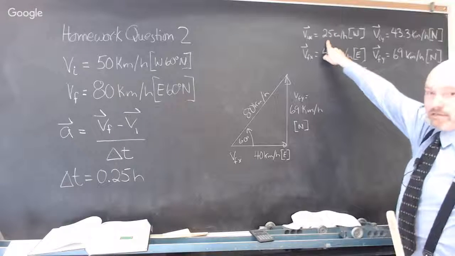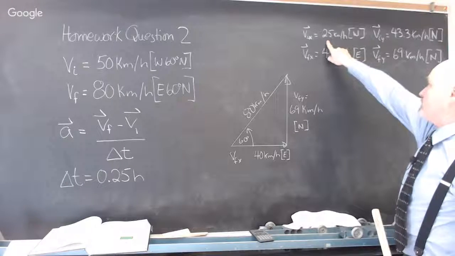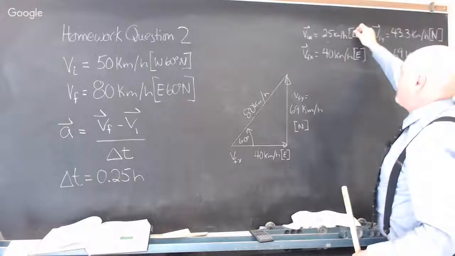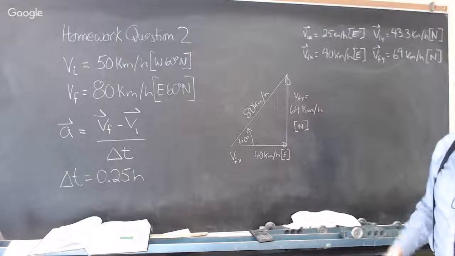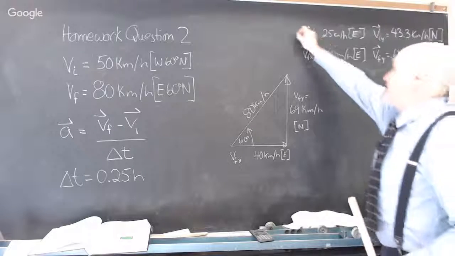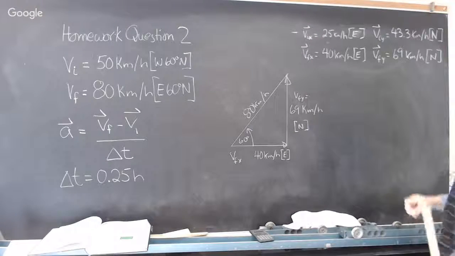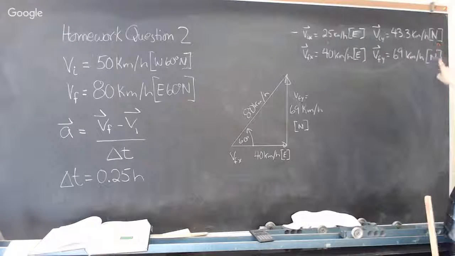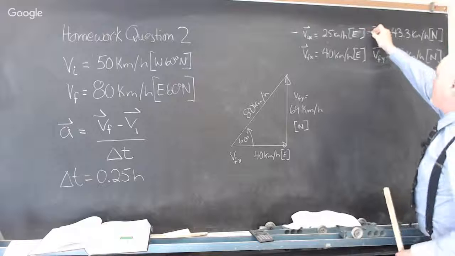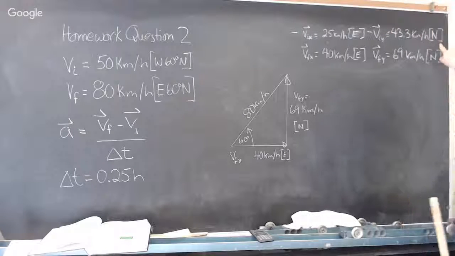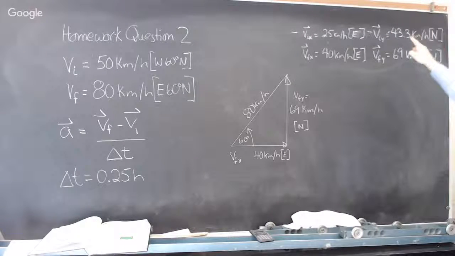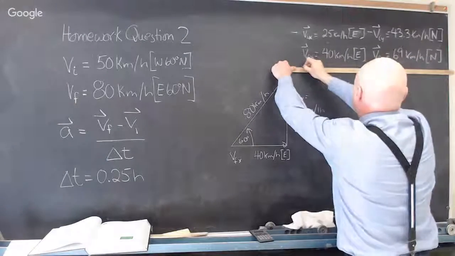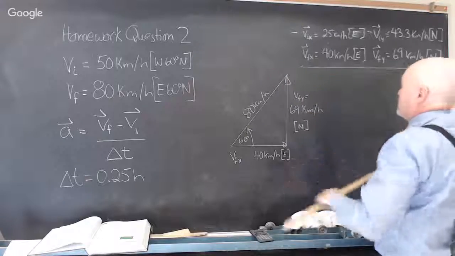Okay. Now, I could make this negative 25 kilometers an hour west, or I could just make it 25 kilometers per hour east. So I've made it negative VIx, so I can do the subtraction. Now this one is already headed north, as is this one. So what I'm going to do, rather than change the direction indicator there, I'm just going to leave it as north and put a negative up here. Now I'm going to calculate delta V in both directions.